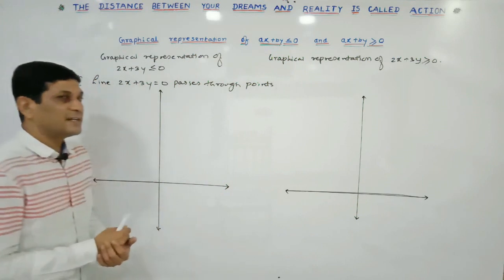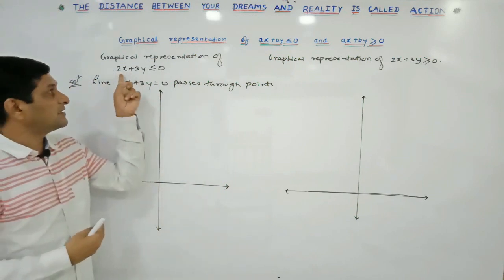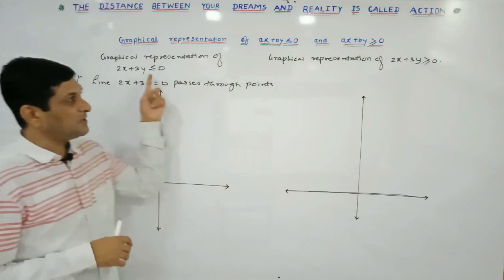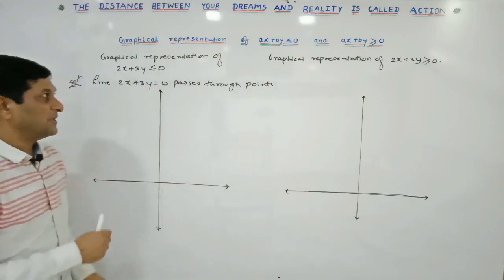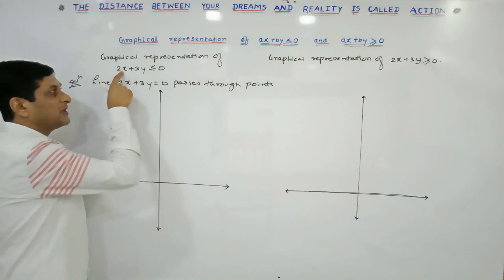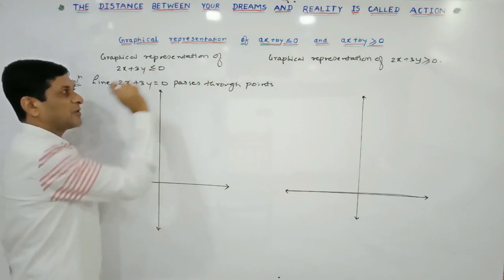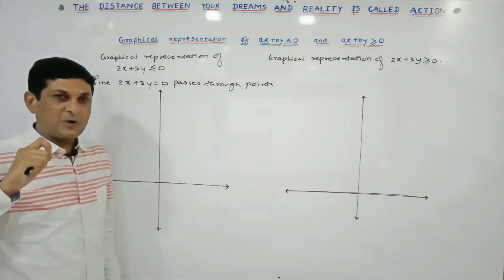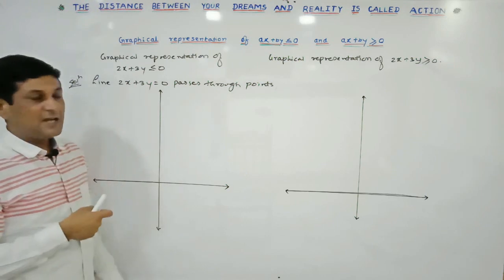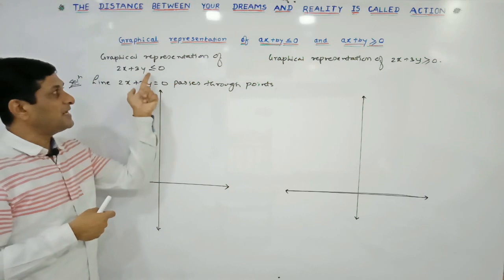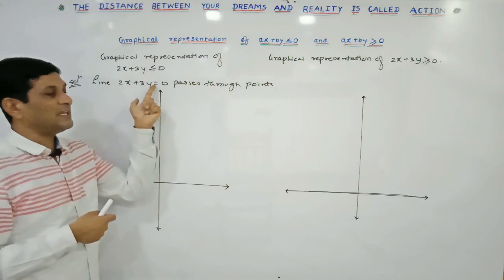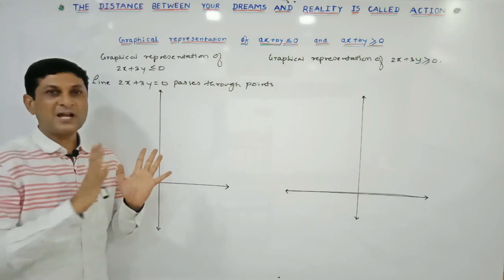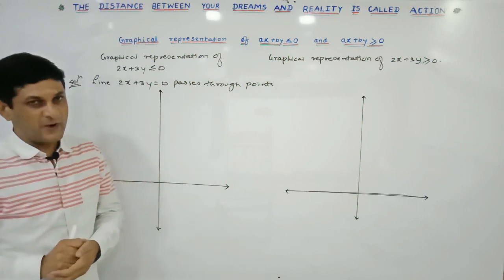So we have considered some examples here which are in the form of ax plus by less than or equals to 0 or greater than or equals to 0. So here we have taken the example 2x plus 3y less than or equals to 0. Whenever we are finding the graphical representation, our first aim is to draw a line. Whenever we are constructing the line, here we are considering equality, and to draw a line in this case we try to find the coordinates of 2 points on the line.